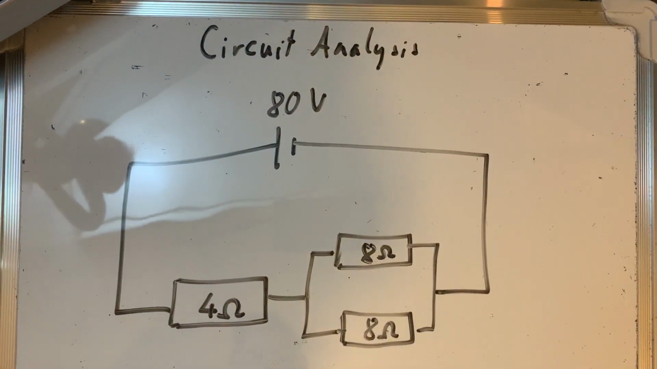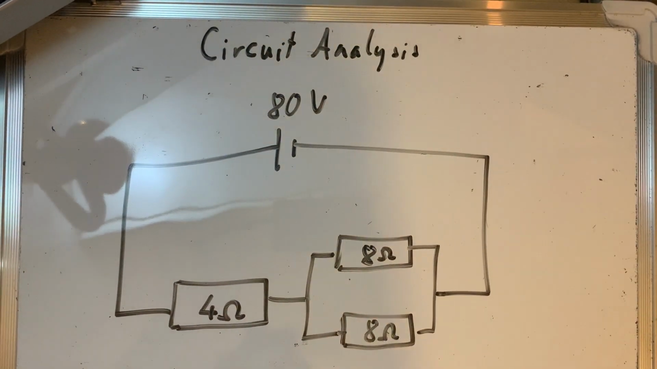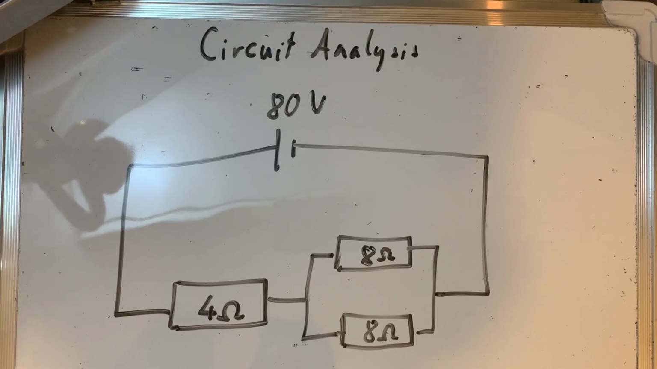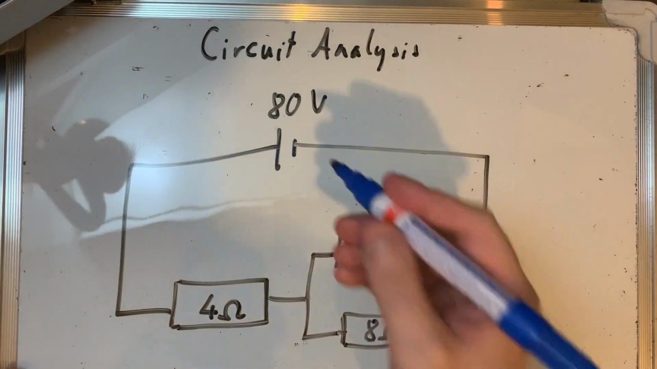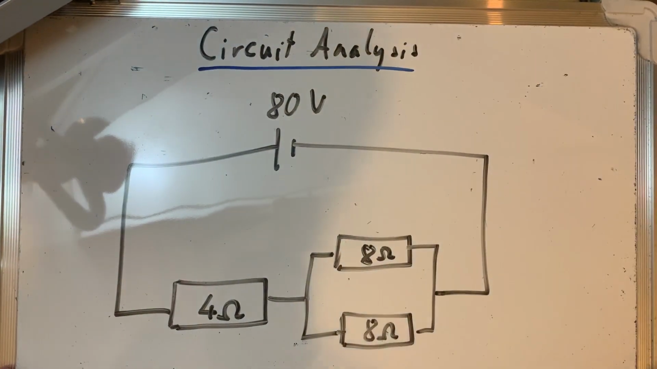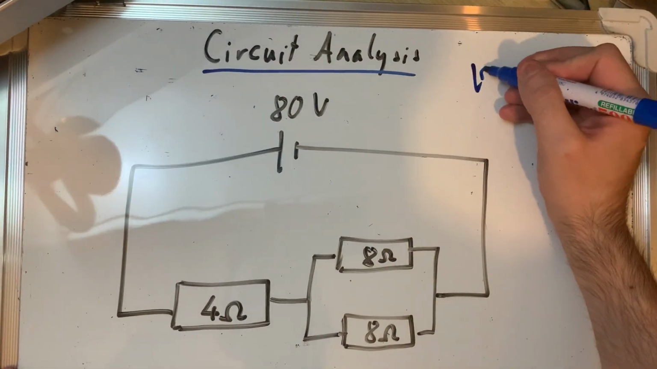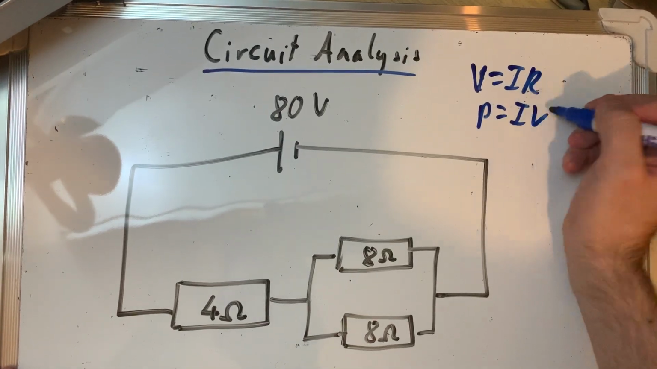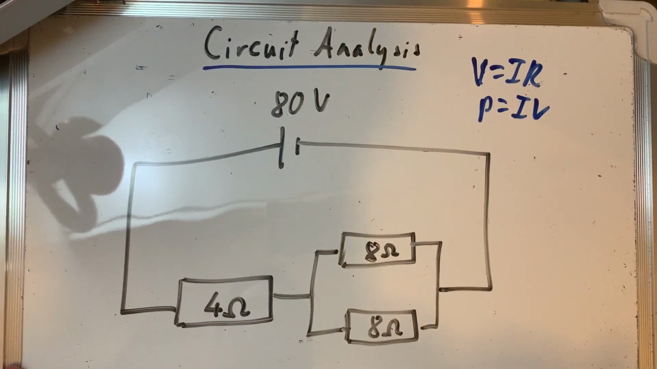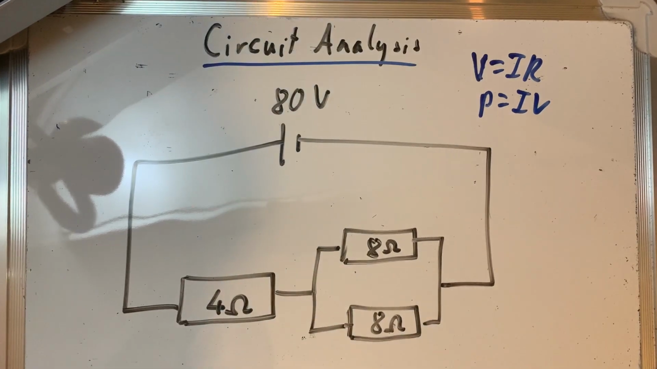Let's practice some more circuit analysis. So let's try and get all the currents and all the powers and all the voltages for these three resistors arranged like this. We're going to be applying Kirchhoff's laws and Ohm's law and the equation for power. Here we go. So 80 volts across these three resistors here.